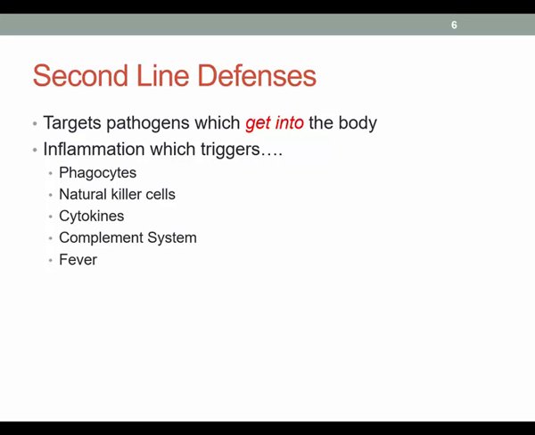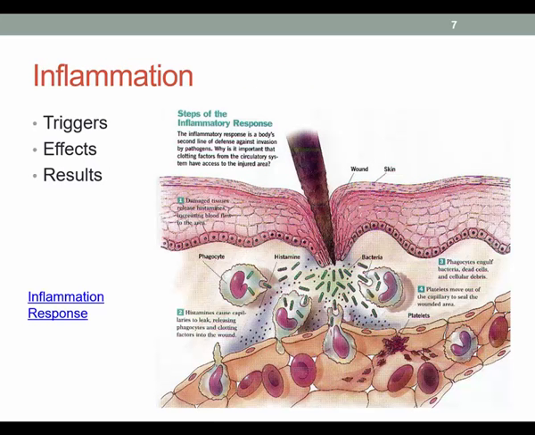The second line defense systems all protect against the pathogen, again not any particular pathogen, that has already gotten into the body. There are several ways the body does this, and it all starts with inflammation. We're going to talk about each one of these 5 things, in particular how inflammation triggers each one of them. Triggers for inflammation include impact, abrasion, distortion, different chemicals or pathogens. Even an extreme change in temperature can induce inflammation.